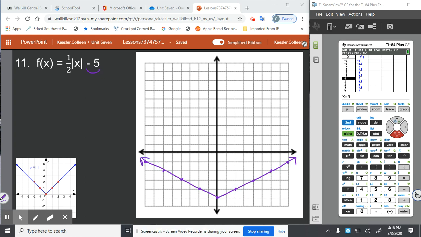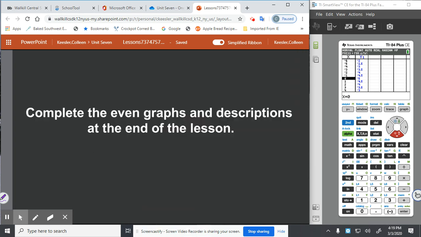And now we can talk about what happened. So this was shifted down 5 and compressed by a factor of 1/2. All right, so hopefully this is all making sense because it is very similar to when we did quadratic functions and their transformations. So you're going to complete the even graphs and descriptions at the end of this lesson on your own.